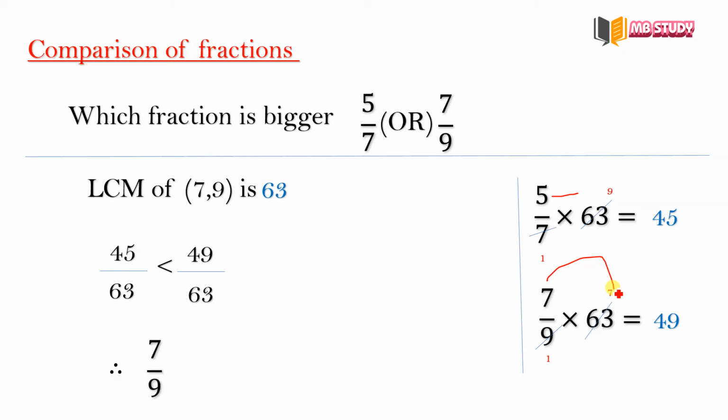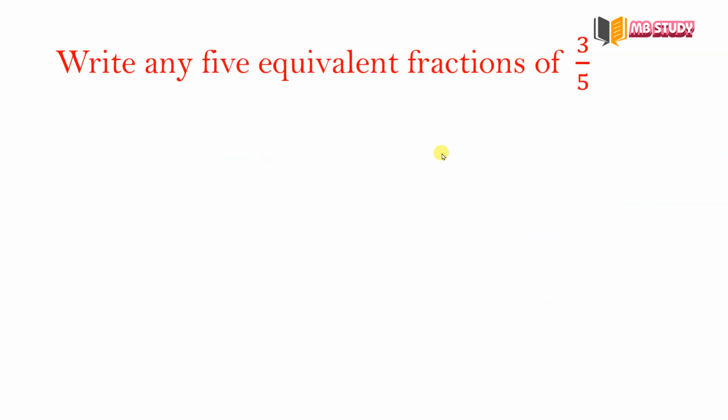So therefore 7 by 9. So 7 by 9, that means this one is 7 by 9. This 49 by 63 is with respect to this fraction, that's why we are writing 7 by 9 is a bigger fraction. Okay, write any 5 equivalent fractions of 3 by 5.